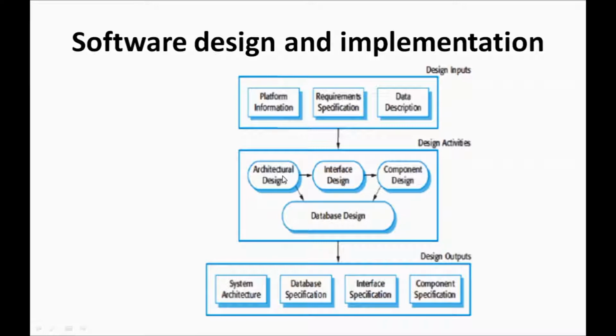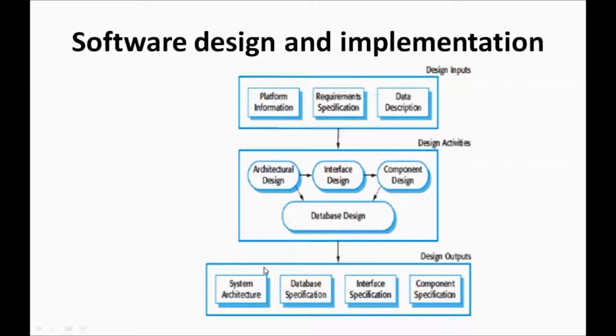You can see here the diagrams: architectural design, that is the overall architecture, which I will explain in detail, don't worry. I can do the interface design, component design, database design. The overall architecture will be in diagrammatic form. Interface also will be in diagrammatic form. Component also will be in diagrammatic form. Everything will be in diagrammatic form only.